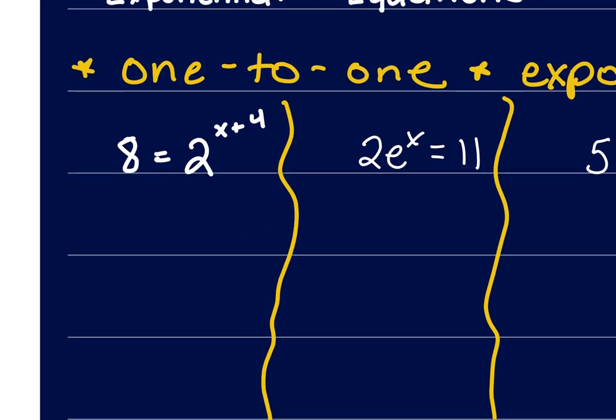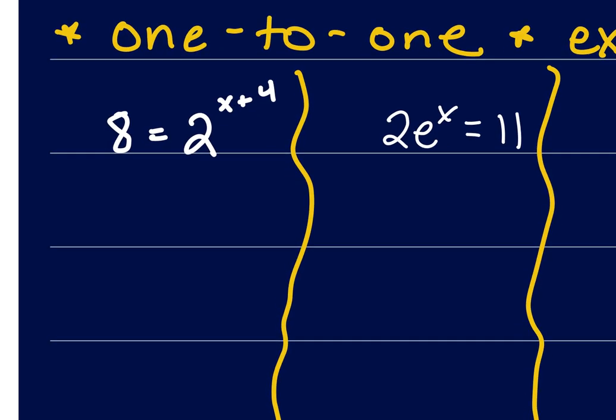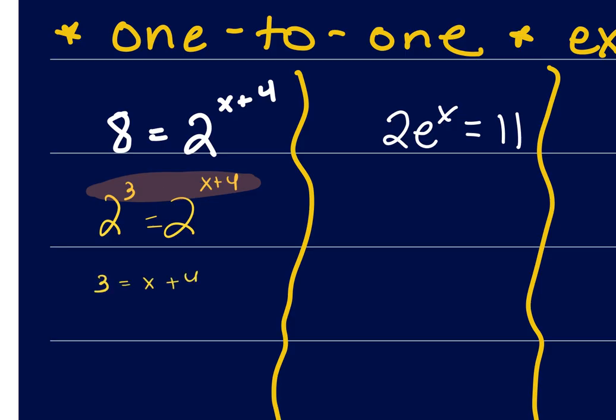If I have 8 equals 2 to the x plus 4, what are you going to do first? Change them so they have the same base. So this would be 2 to the third equals 2 to the x plus 4. And then the bases are the same, so we use the one-to-one property to set the exponents equal to each other. And x would equal -1.